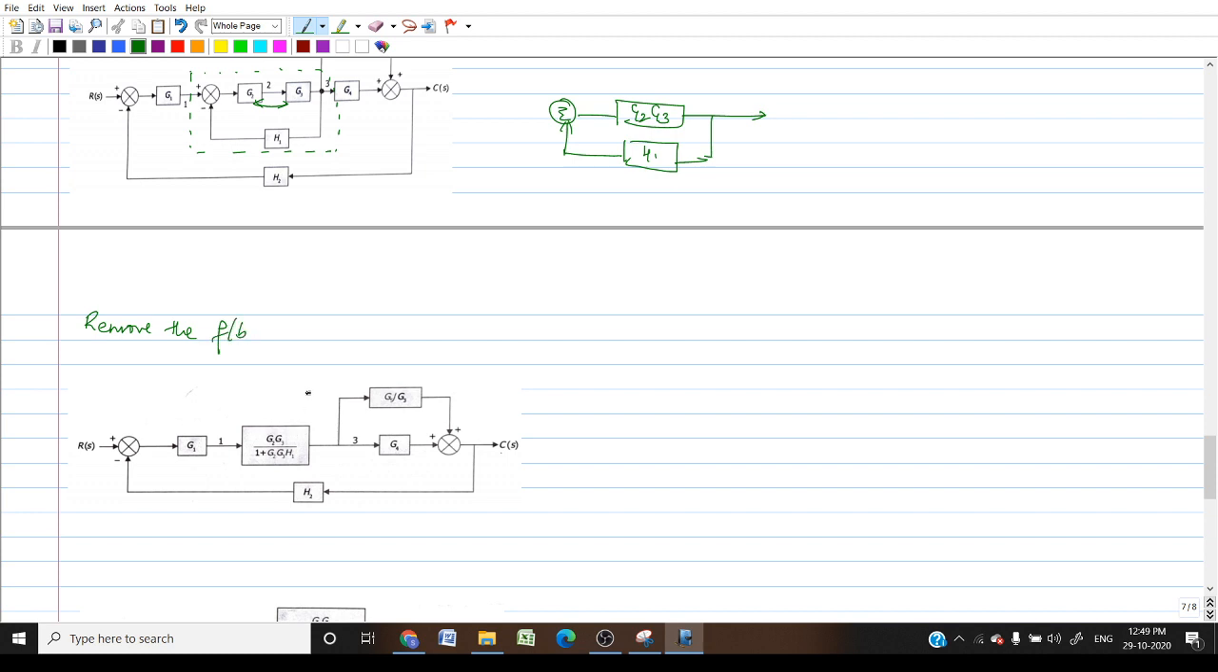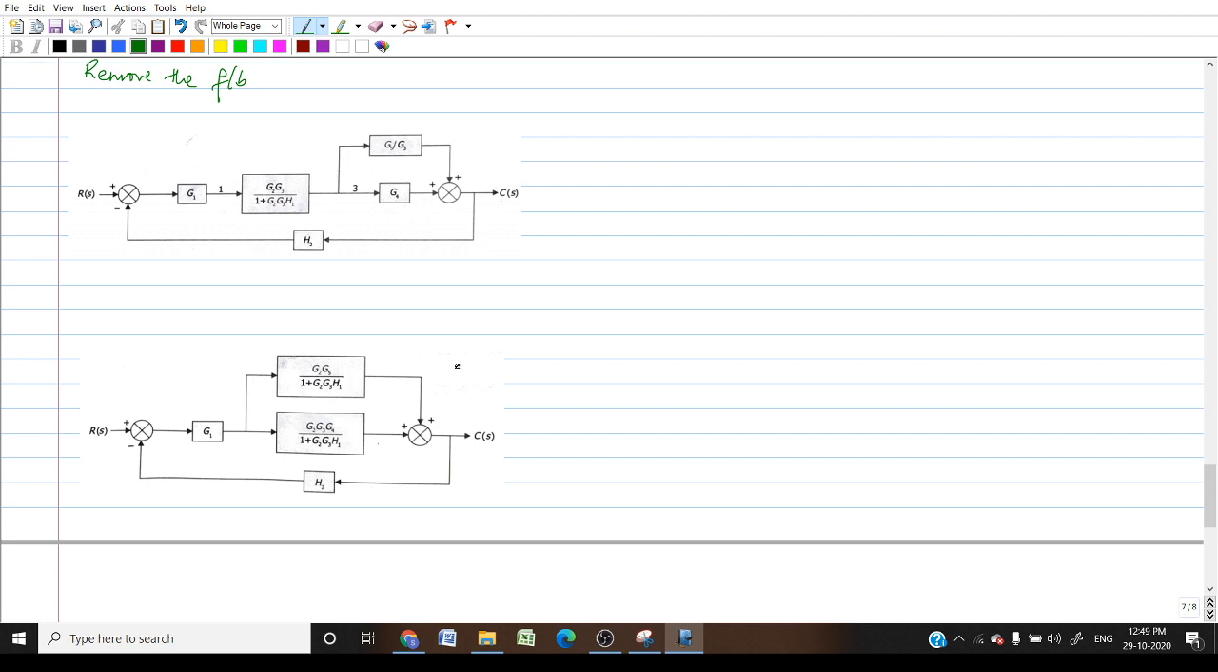So then there is this entire block, whatever I have circled by green color. So this block gets reduced to this transfer block.